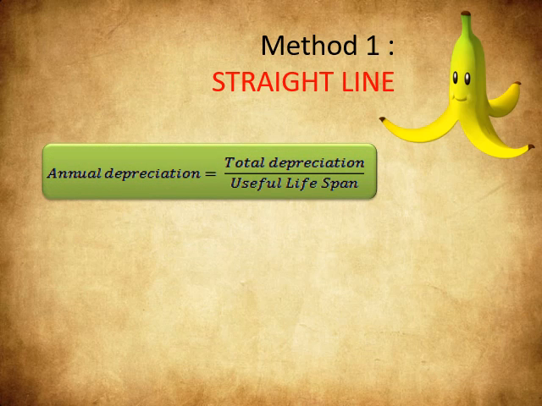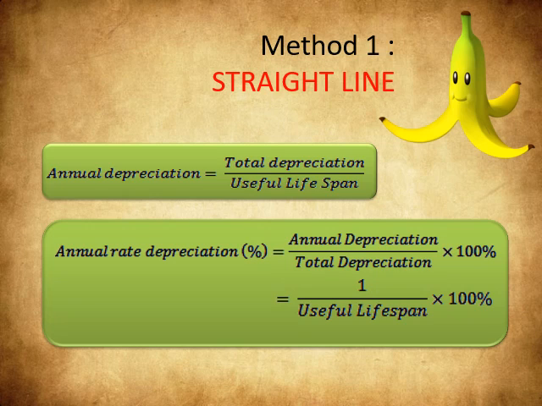First method, straight line method. In straight line method, we have a method how to calculate annual depreciation. How do we calculate annual depreciation? It is equal to total depreciation divided by useful lifespan. Annual depreciation means depreciation for every year is equal to total depreciation divided by useful lifespan.